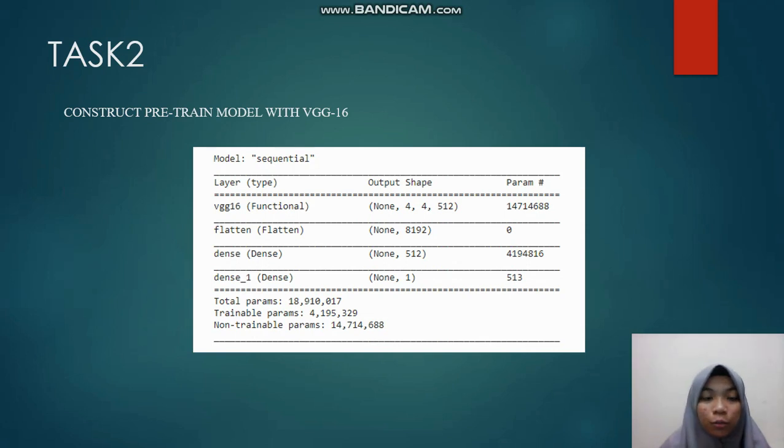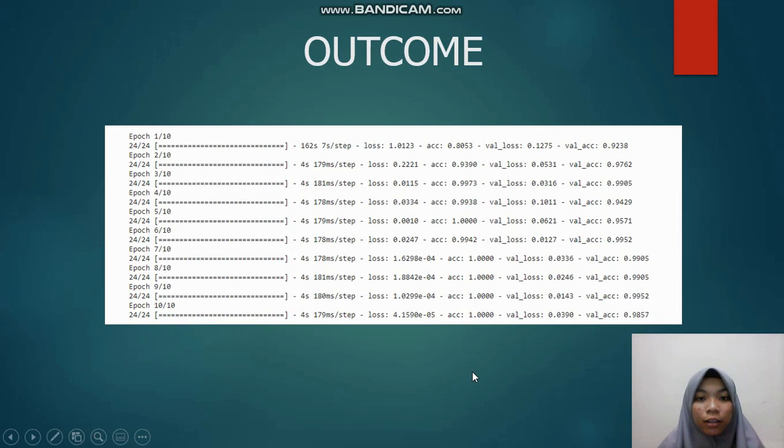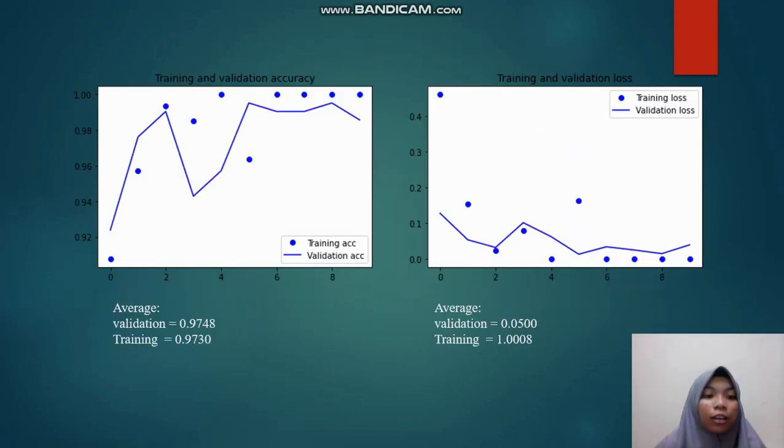Then for task 2, we need to construct a pre-trained model with VGG16. This is the outcome of the VGG16 pre-trained model. The training and validation accuracy of VGG16 has average validation of 0.9748 and average training of 0.9730. For the training and validation loss, it has average validation of 0.05 and average training of 1.0008.